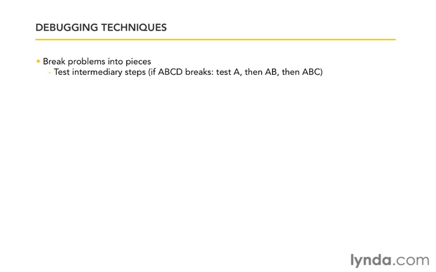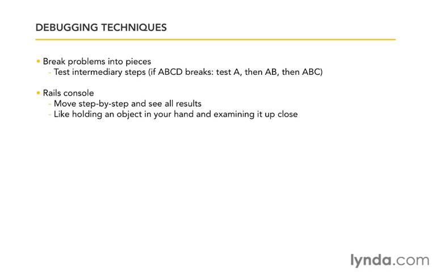One great way to be able to step through your code piece by piece is using the Rails console. If you have a series of lines of code, you can enter one of them into the console and see what results you get. Then you can try and enter the next one. Because the Rails console gives you good output and also lets you stop and poke and prod an object, I often feel like it's like holding an object in your hand and examining it up close.